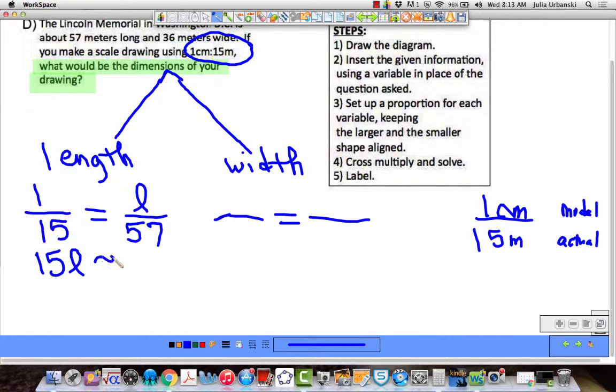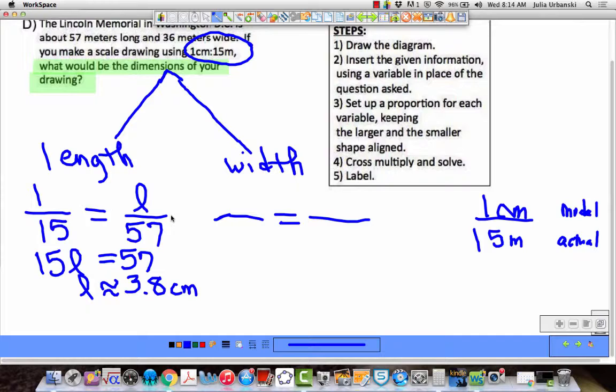And I think that's 3 point something. Oops, sorry. So anybody have that calculated? 57 divided by 15, anybody have that? Say again? 3.8. And that one would be in centimeters, because that number's at the top where the model was. That was centimeters, the drawing.